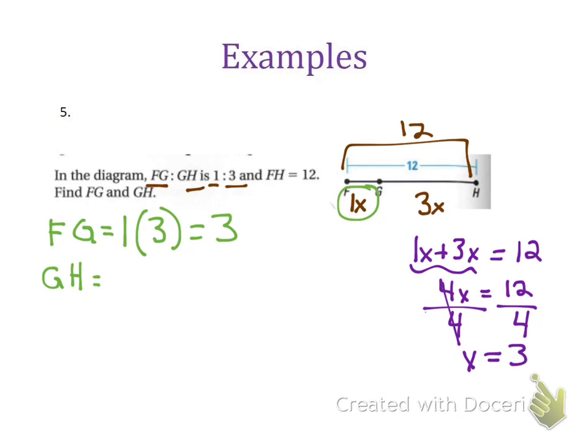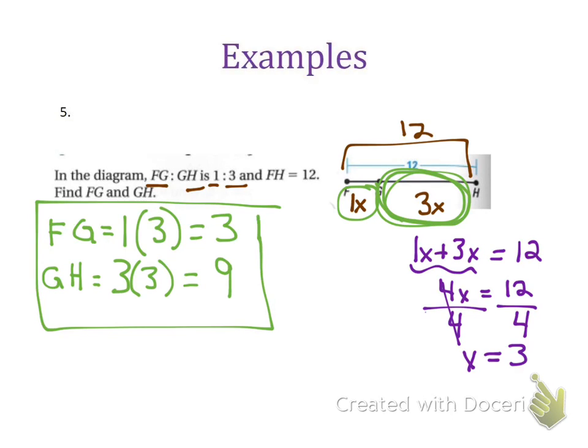And what is GH? What am I going to do to find GH? Same thing, but a different number. No, GH is right here. 3 times 3, which equals 9. Very good. Now, if I want to double check, you add these up, and it should equal this. 3 plus 9 equals 12, so I know I'm right.